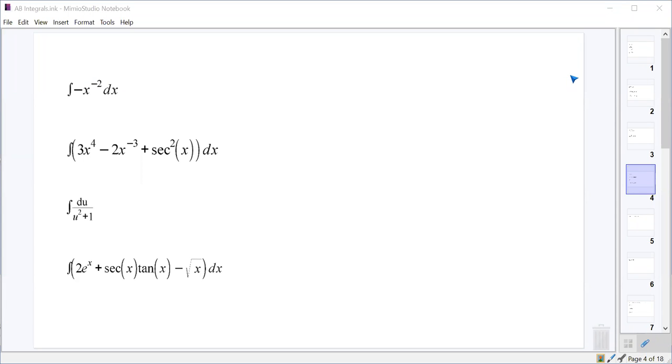So we're going to start out today just practicing a little bit of what we did yesterday, mostly with the power rule. Some of it will be trig stuff, just to make sure we're doing okay and understand what we're supposed to be doing with these integrals.